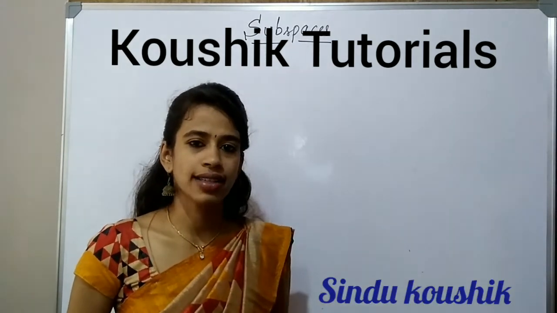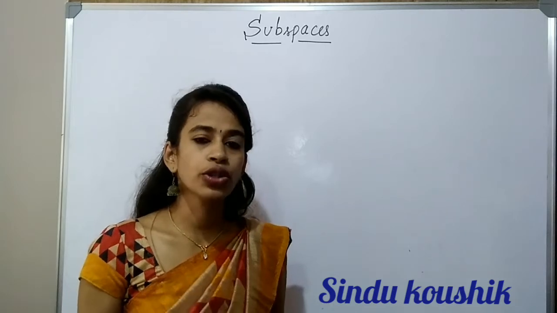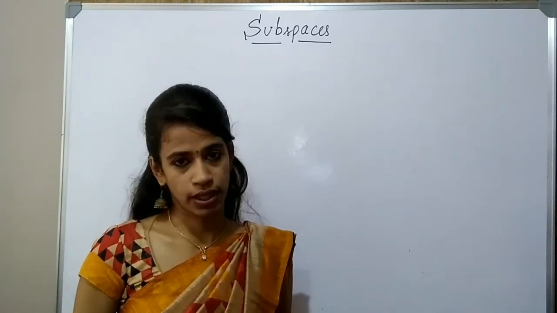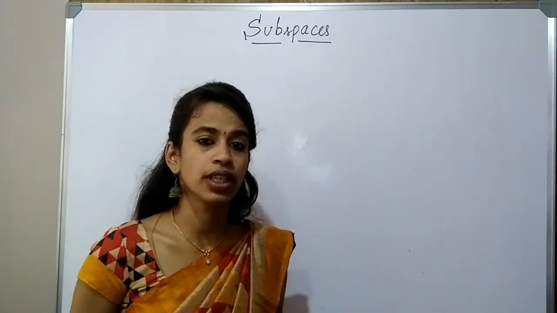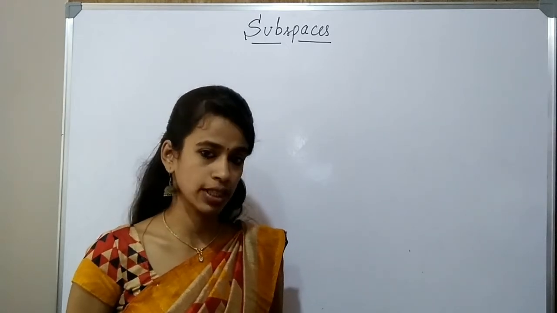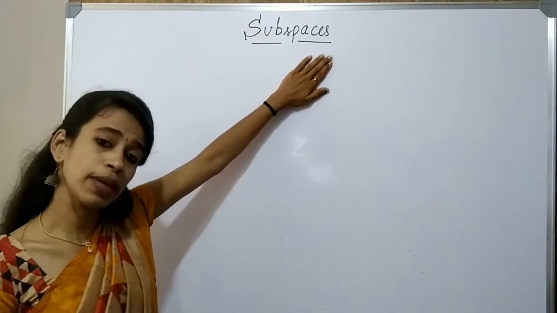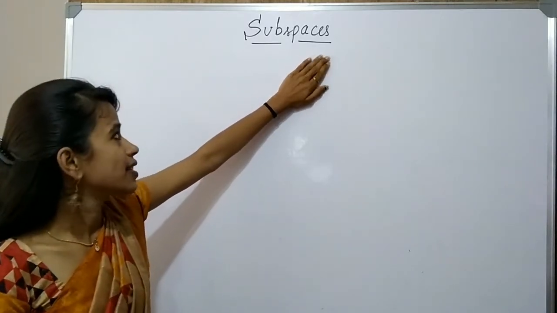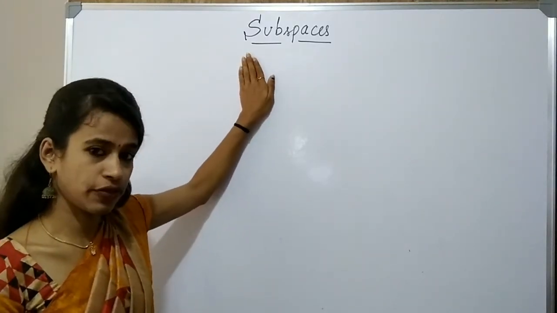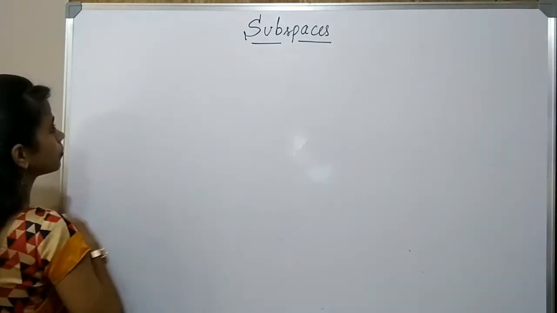In the previous class, I explained how to show the given collection is a vector space. It means how to prove the given collection or given set is a vector space. Today, the concept is about subspaces. Okay. So let us define what we mean by a subspace first. So, definition.